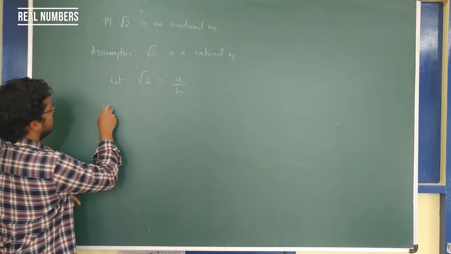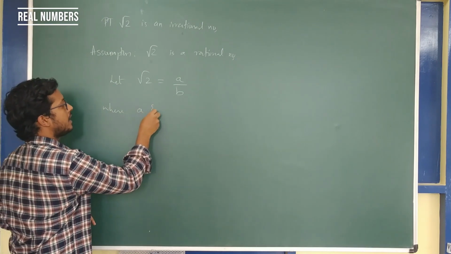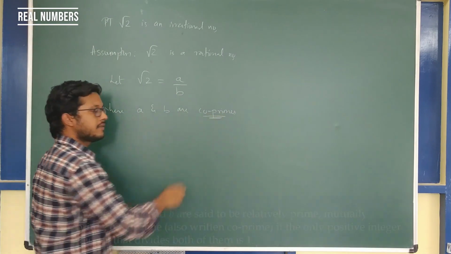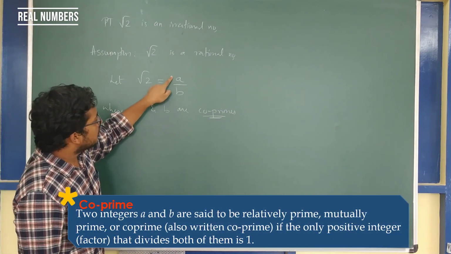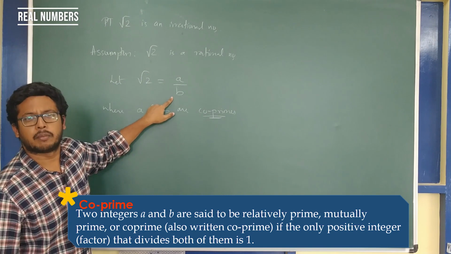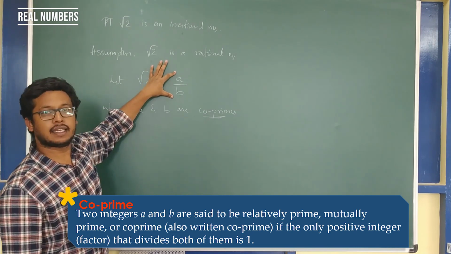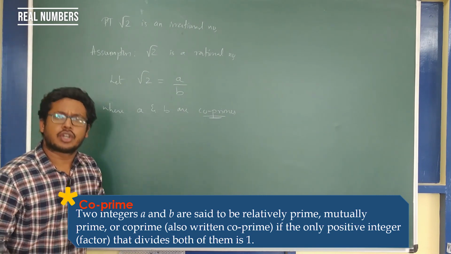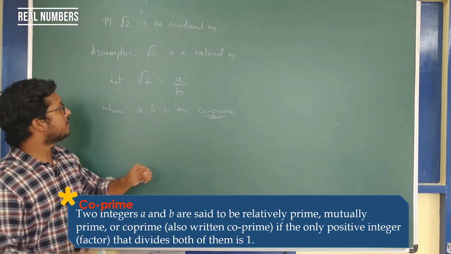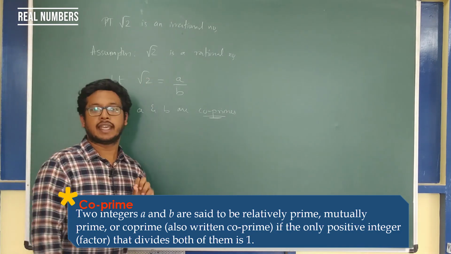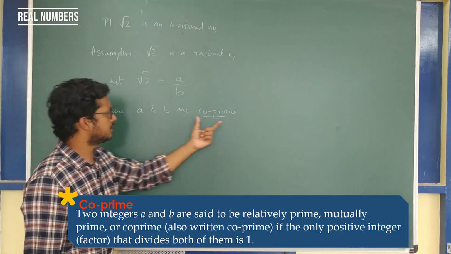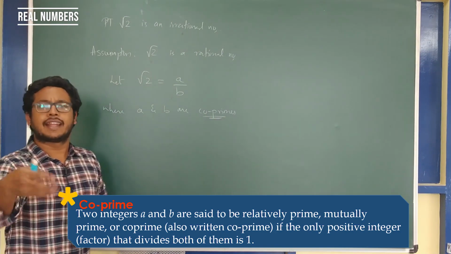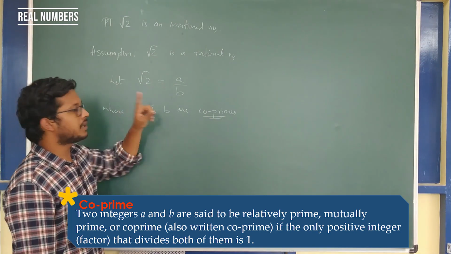Where a and b are co-primes. What is the definition of co-prime? Co-prime means there are no other divisors of a and b, which means this is already in the simplest form. Since it's already in the simplest form, there should not exist any other divisor which divides both a and b. Another way of saying this is that the HCF of a and b is 1.